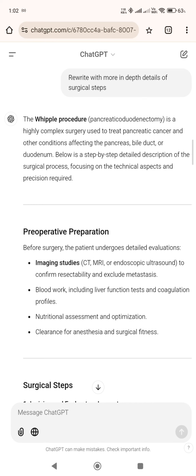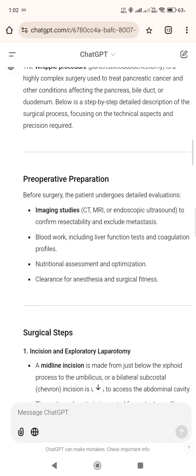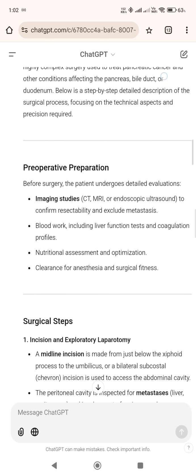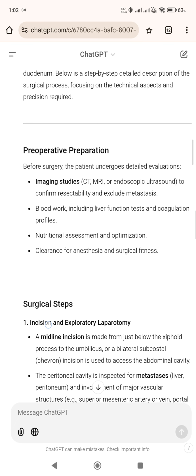Highly complex surgery used to treat pancreatic cancer and other conditions affecting the pancreas, bile duct, or duodenum. Below is a step-by-step detailed description of the surgical process, focusing on the technical aspects and precision required.